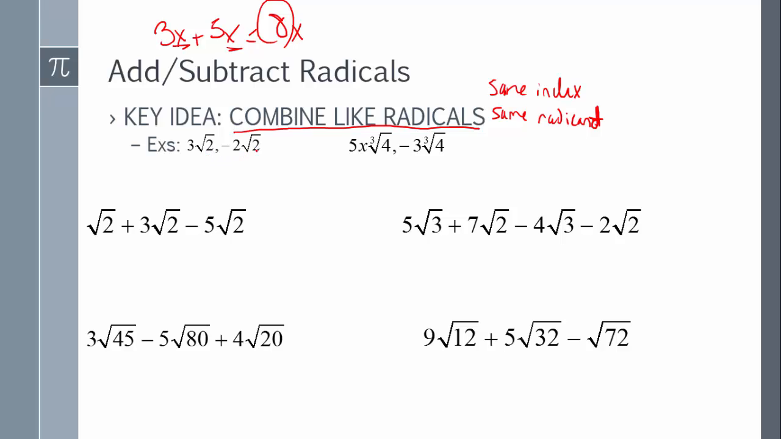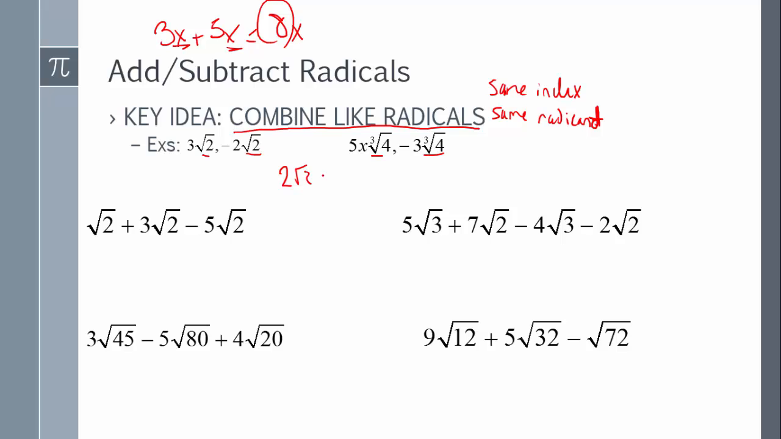So in these two examples I have of combining like radicals, 3 root 2 and negative 2 root 2 are like radicals because they both have a root 2 as their radicands. Another example, 5x times the cube root of 4 and negative 3 times the cube root of 4 are like radicals because they have the same index, they're cube roots, and they're cube roots of the same value, 4.